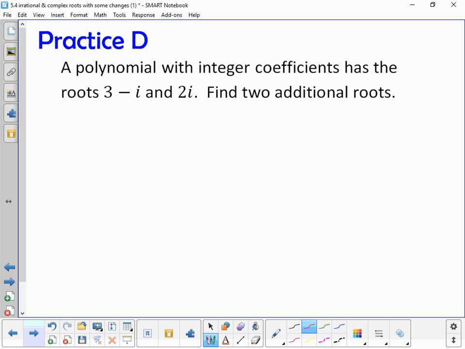So a polynomial with integer coefficients has roots 3 minus i and 2i. Can you find two additional roots? I hope you identified 3 plus i and negative 2i as those two additional roots.